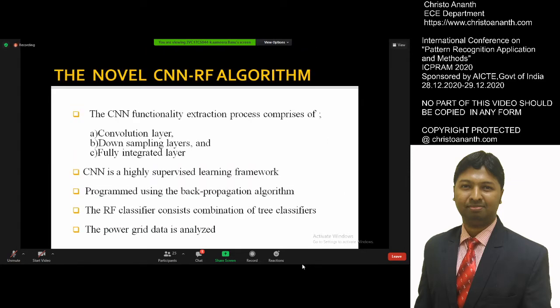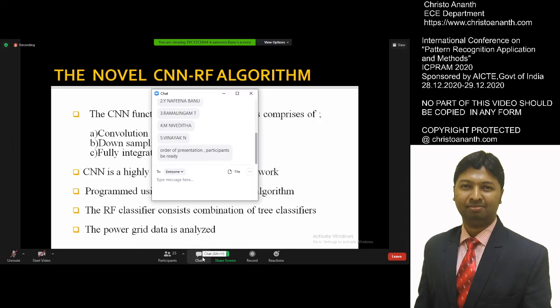The first is the novel CNN-RF algorithm. CNN means convolutional neural network, combined with a random forest classifier. It is a highly supervised learning framework that comprises many layers and is trained using a backpropagation algorithm, whereas RF consists of a combination of tree classifiers. Mainly, the CNN includes a convolution layer, a downsampling layer, and a fully connected layer. So now let's go one by one.